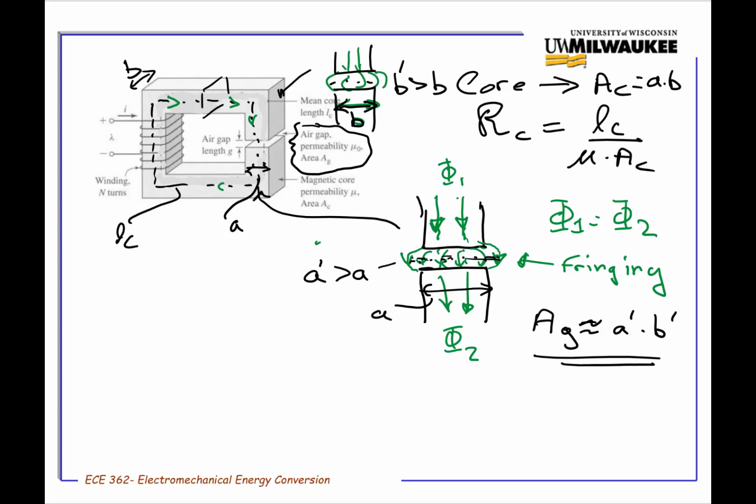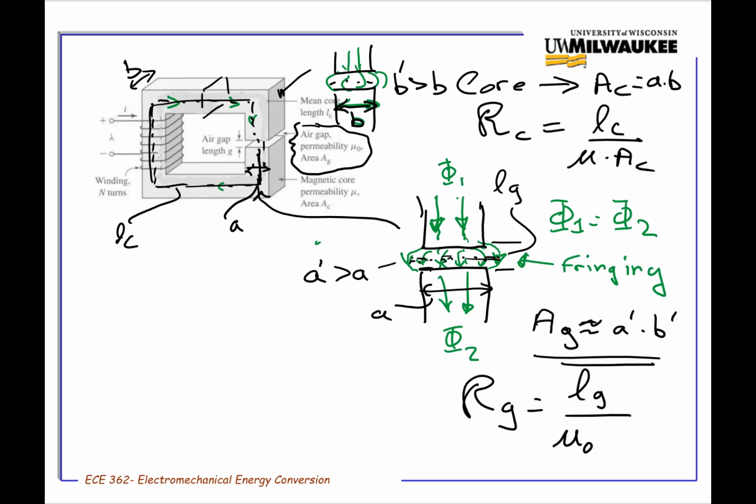And what's the length of the gap? Well, we know that the length of the core was this entire length here. The length of the gap is how long we have to cross across here. So that's the length of the gap. So the reluctance of the gap is equal to the length of the gap, and we're in the air, we're not in the core, so it's mu naught times the area of the gap.